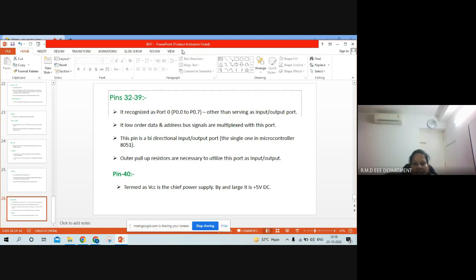So that's all the details regarding the pins of the 8051 and the functioning of each and every block. In the next video, I'll be explaining how the timers are programmed in the different modes of operation.